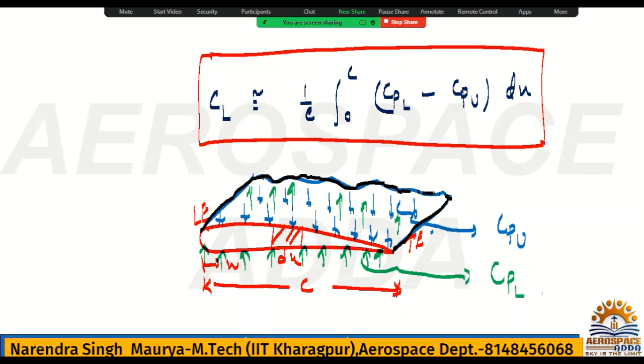Here the bottom side is Cpl. So if you have both pressure coefficients, upper and lower, and you integrate from 0 to c, then you can get CL, the lift coefficient. Once you get the lift coefficient, you will get the lift. Once you get Cpu and Cpl, automatically you can calculate CL. So what is the conclusion? What is the integration basically? Integration is the area.